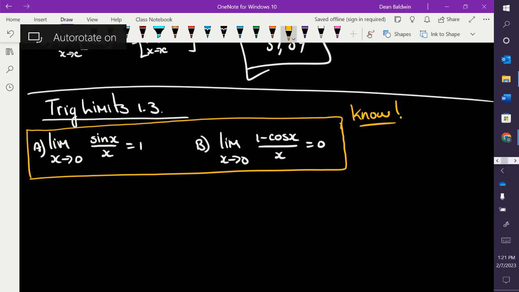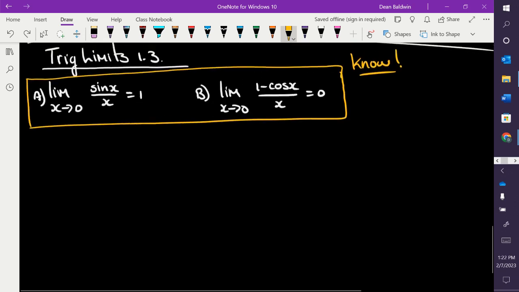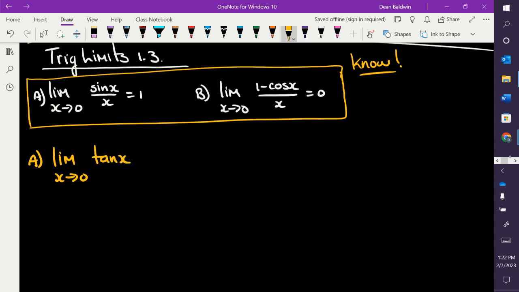Okay, so remember trig from grade 12 math. What is doing proofs really all about? You're factoring, you're changing the way it looks, right? Trig limits are the same. So if we start with a straightforward one, A, the limit as x goes to 0 of tan x.